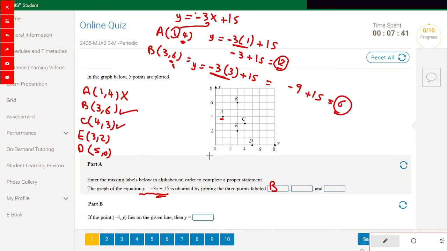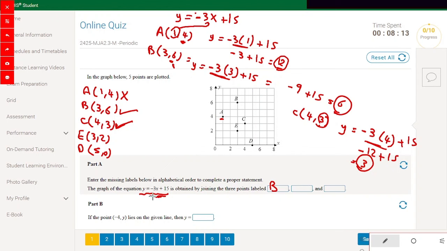Let's see C. Point C is 4 and 3. So y will be equal to minus 3 multiplied by 4 plus 15. So this one is minus 12 plus 15, so it will equal 3, which is the same number. So C is a right point.